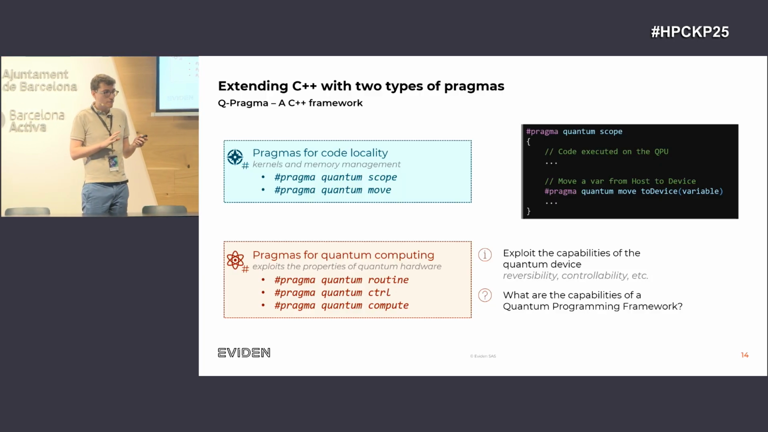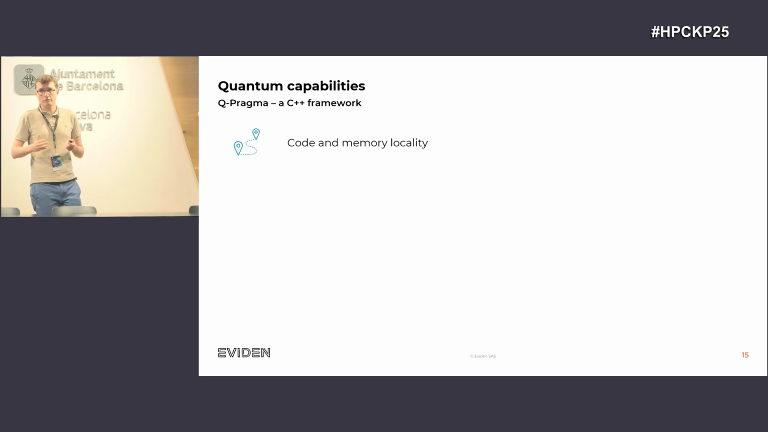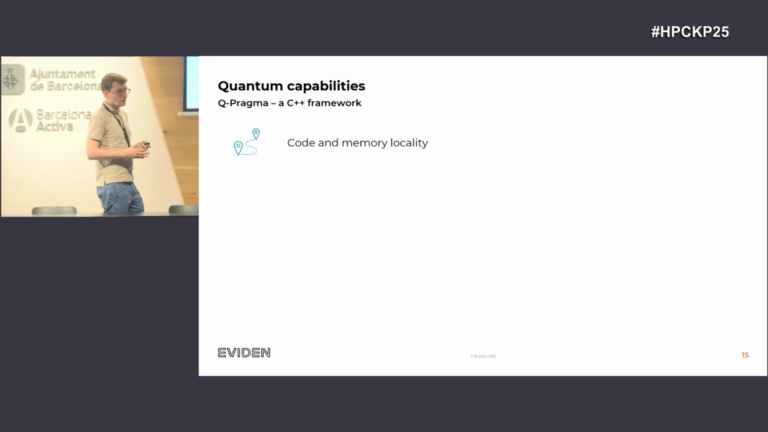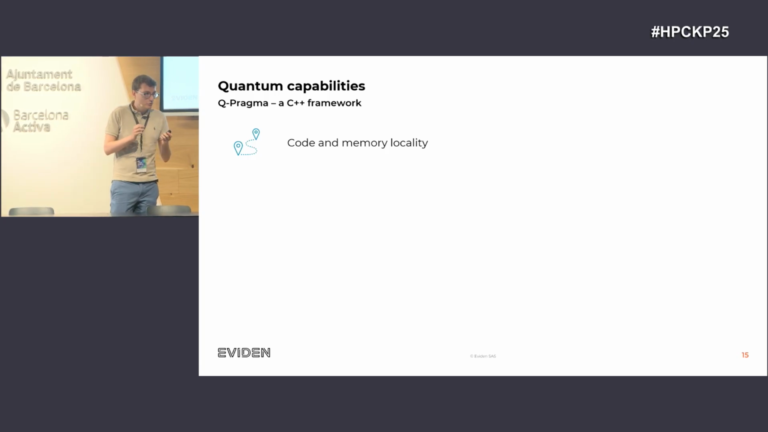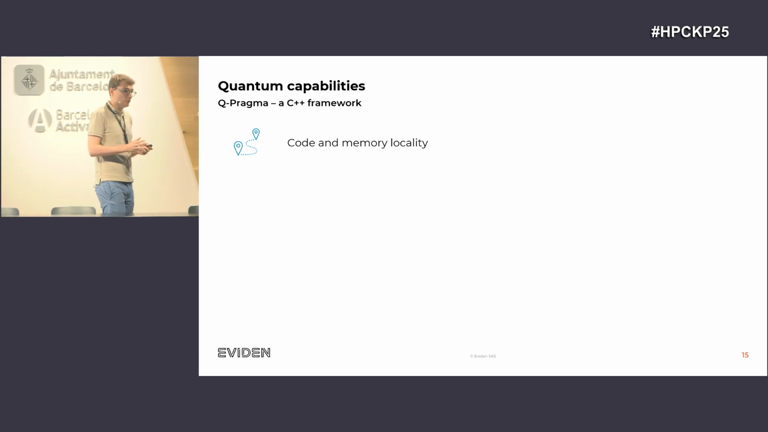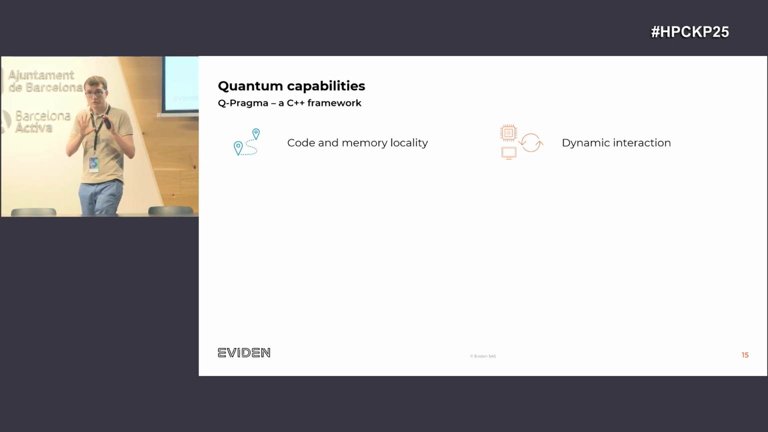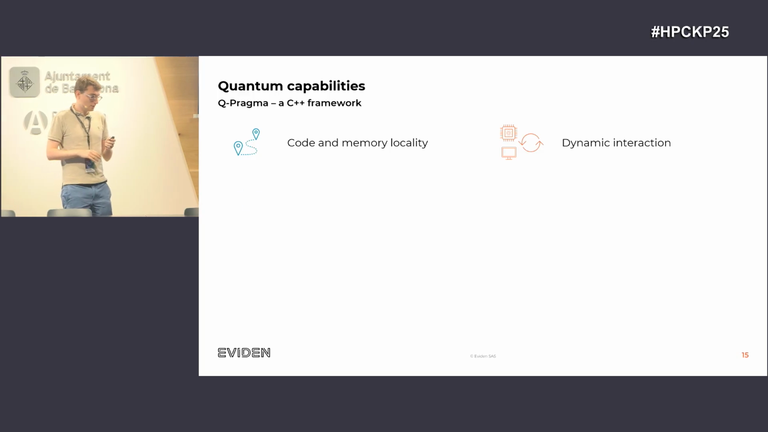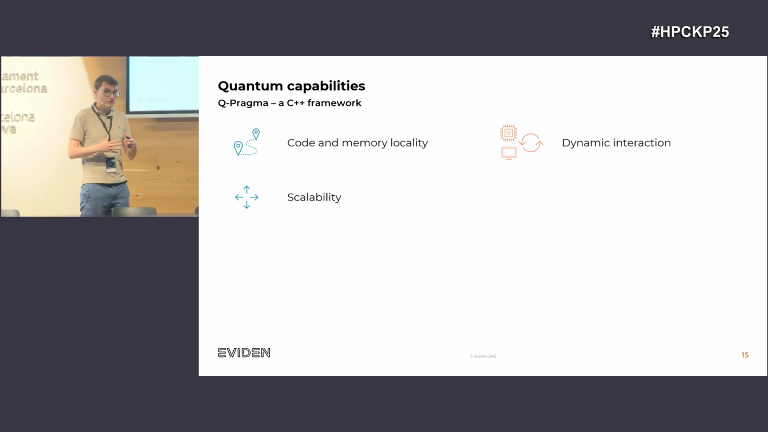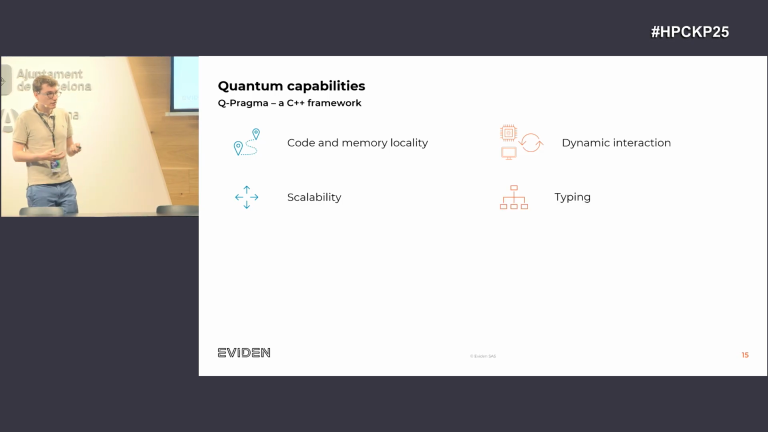In fact, these pragmas are not really coming from nowhere. We tried to define a proper definition of what a hybrid programming framework should look like. A hybrid programming framework should be able to manage the code and memory locality: where a code is executed, where a variable is stored, if it's on the CPU or on the GPU. We need to be able to do dynamic interaction, so a lot of communication between the host and the device. We also need to have a scalable framework, which we can use to create very large applications, because we're in HPC.